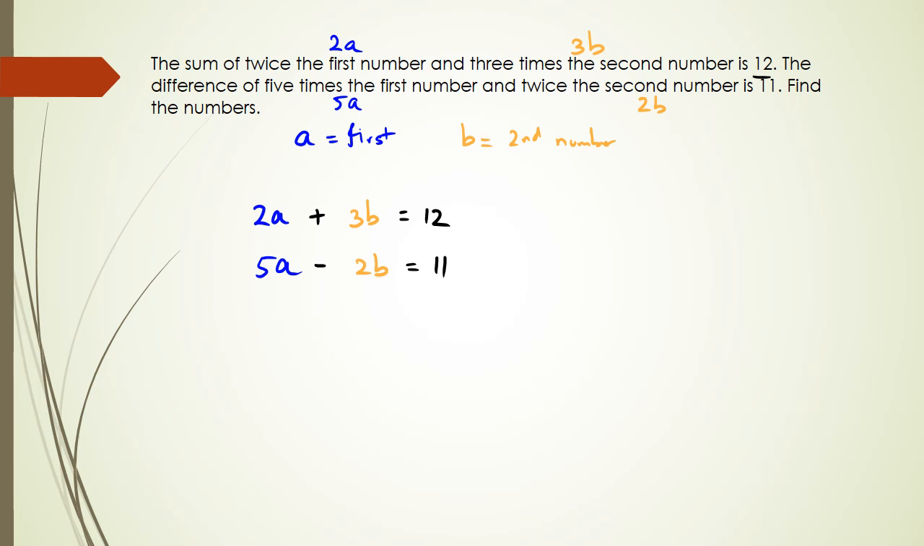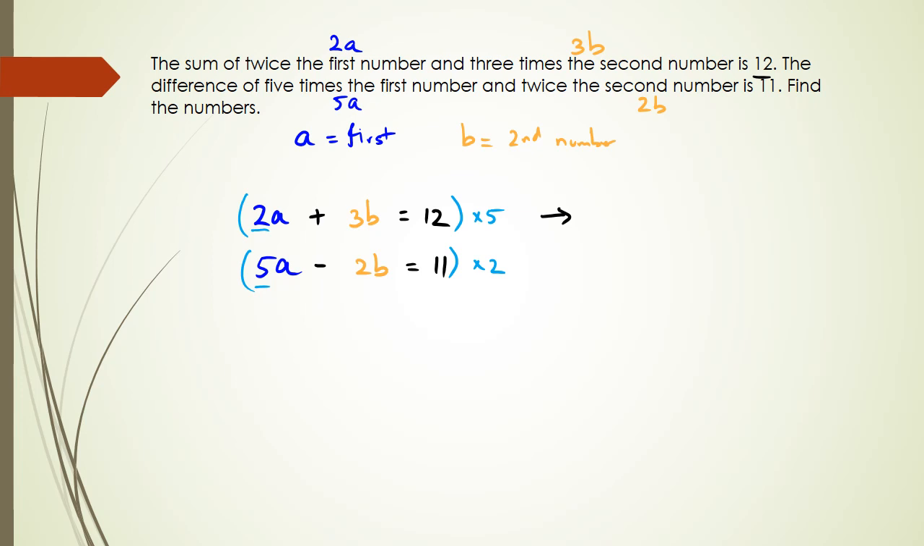To eliminate A, I need to make sure that these two coefficients are the same. So between 5 and 2, the least common multiple is 10. That means the first equation I'm going to multiply by 5, and the second equation I'm going to multiply by 2. That means taking every term in the first equation and multiplying by 5.